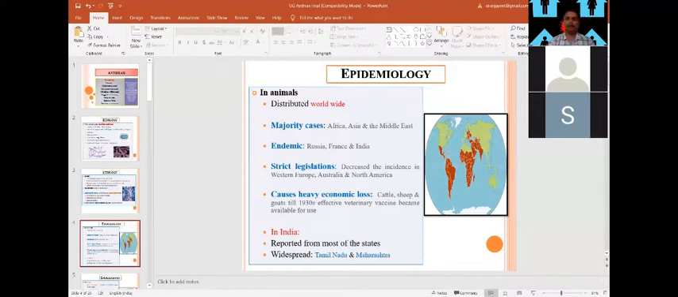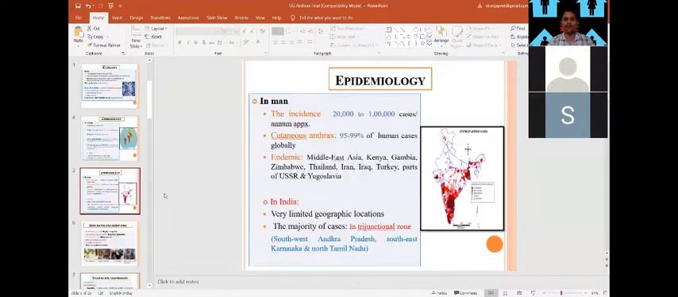The reason behind this is that alkaline soils favor the presence of bicarbonate or carbonate ions, and their presence in the soil favors the growth and spore formation of the microorganisms. Approximately, anthrax leads to 20,000 to 1 lakh cases per annum, of which cutaneous anthrax constitutes 95 to 99% of human cases globally.